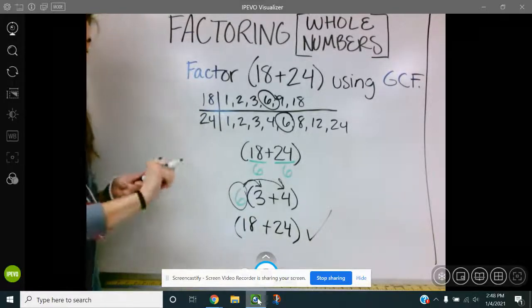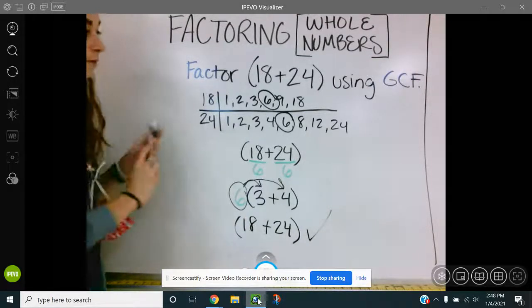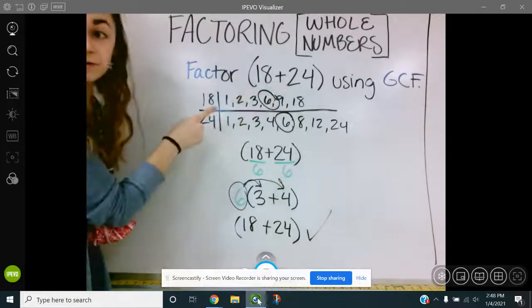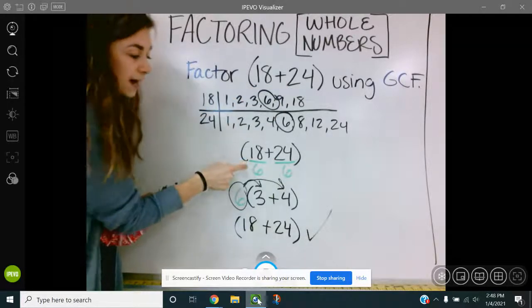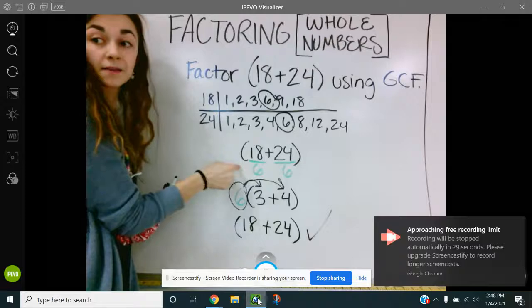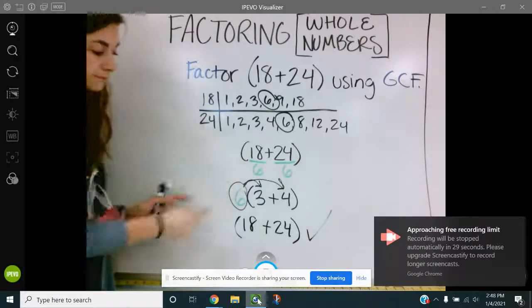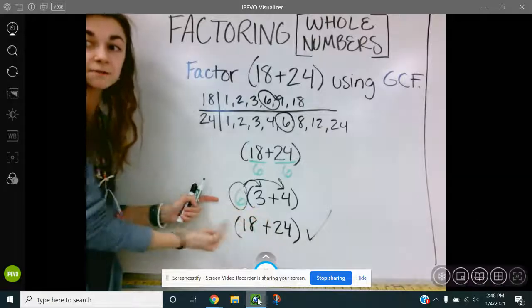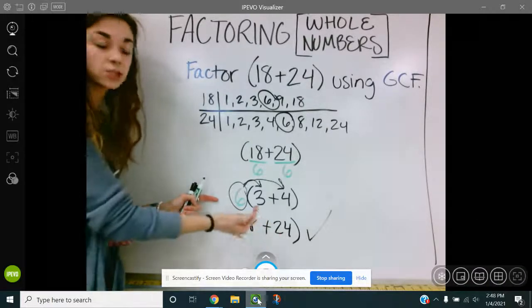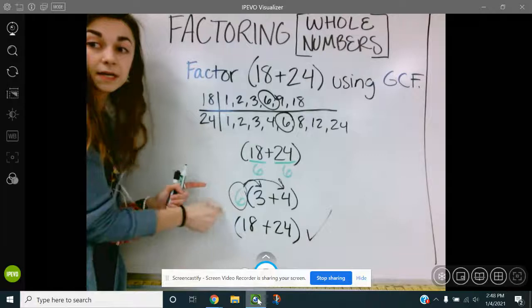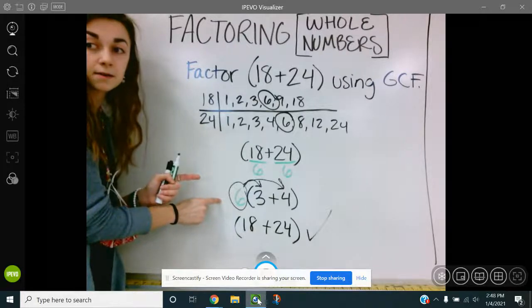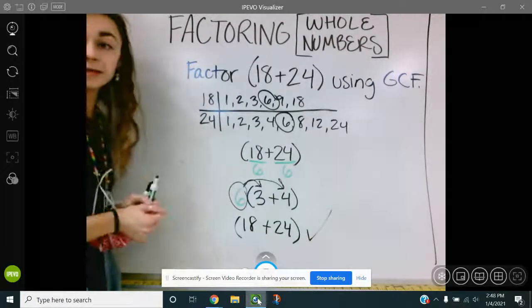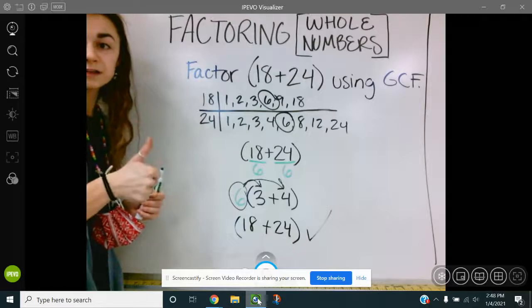Checkmate. Okay, so when we factor, we need to find the GCF. We need to divide our terms by the number we're factoring by. Then we need to rewrite it as multiplication, because factoring means we're rewriting the expression as a product. We need to rewrite that multiplication in there. And then we can check our work by distributing, and we know that we factored correctly.